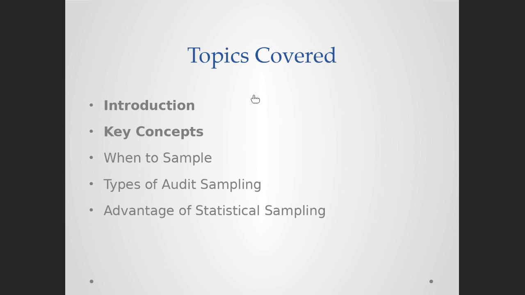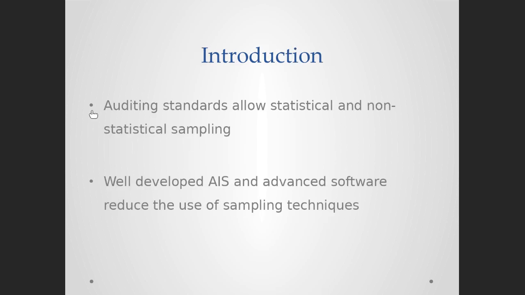We have five topics in this chapter that we're going to discuss, and we're going to start with the two topics today. The first is the introduction to sampling, and the second is some key concepts in relation to sampling. Auditing standards allow statistical and non-statistical sampling. As independent external auditors, when we go to perform an audit on a client's financial statements, we have to follow some guidelines, and those are called auditing standards. We have to follow the auditing standards.